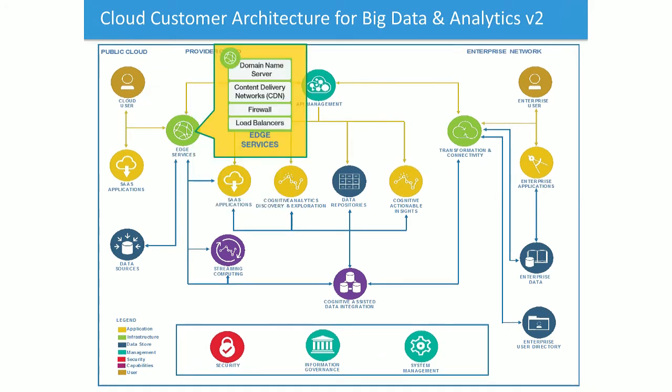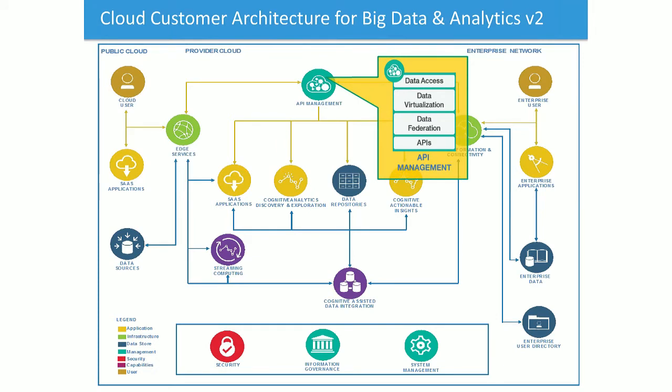Moving forward, the next one is the edge services, right? We have that one in version 1. These are the DNS and CDN, the firewall, and load balancer for providing secure access from the public cloud to the provider cloud, between the public cloud and the private cloud. So nothing changed.